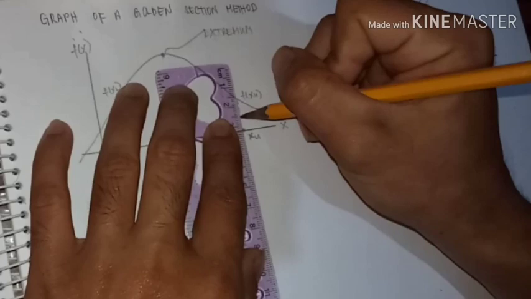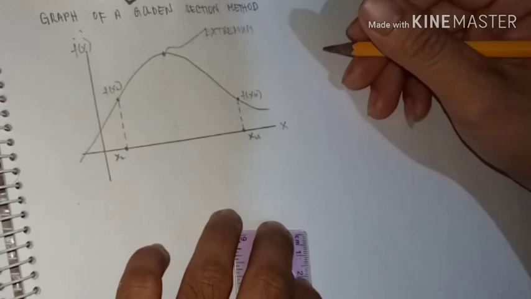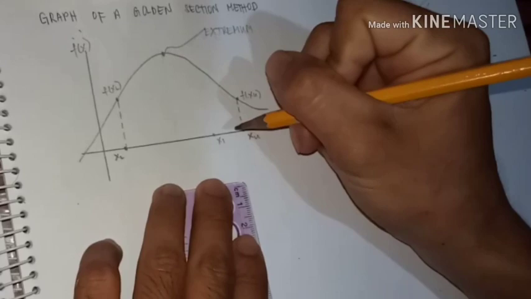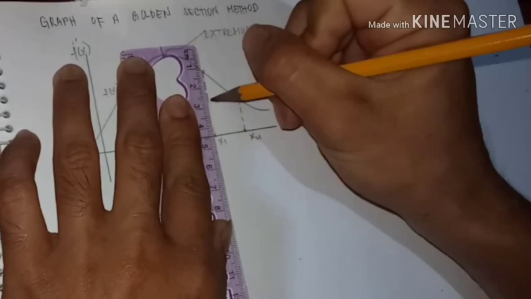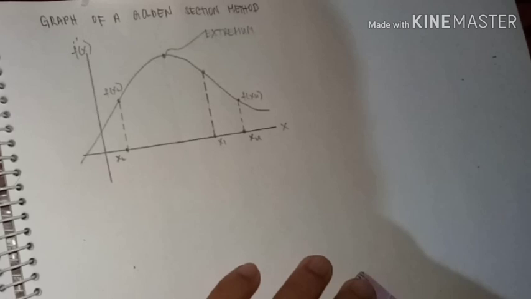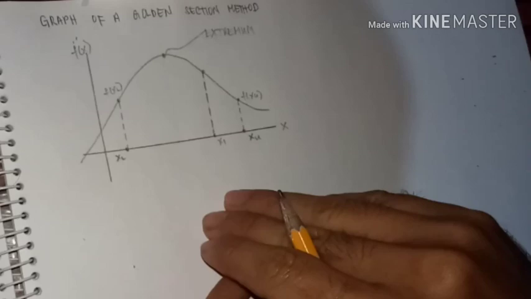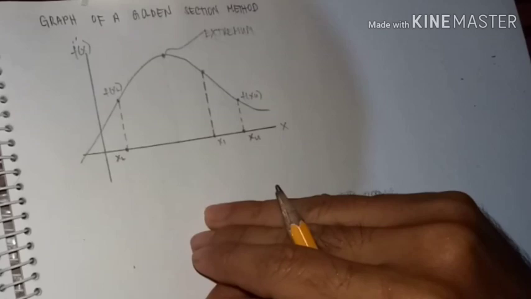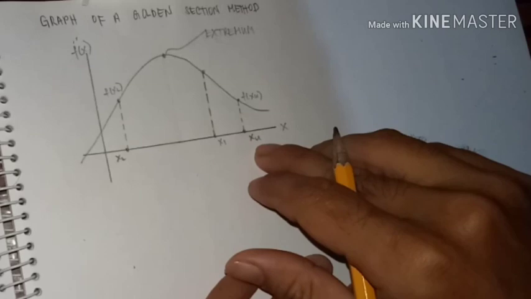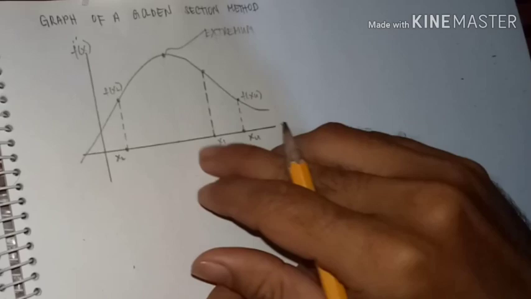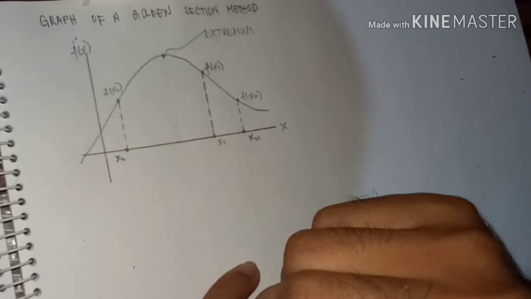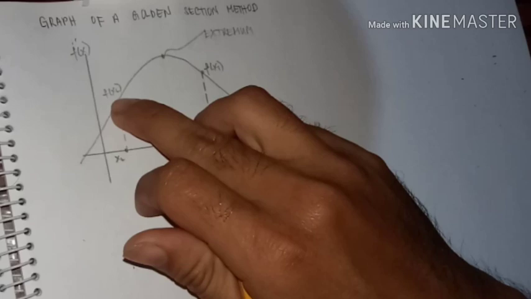X sub 1 is near the x upper. We can locate f of x sub 1 here. As shown in the figure, we choose three points, the x lower, x sub 1, and the x upper, where x sub 1 is greater than x lower and x upper is greater than x sub 1 along the x-axis, with corresponding values of the function f of x sub 1, f of x lower, and f of x upper.